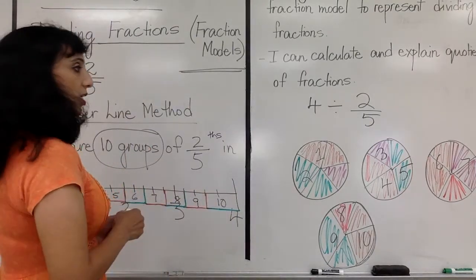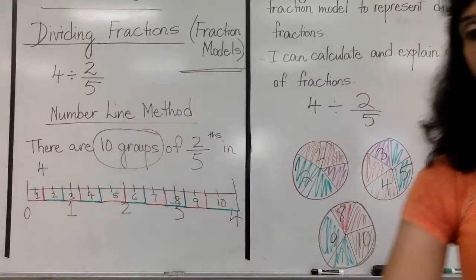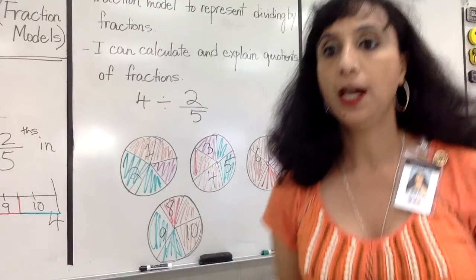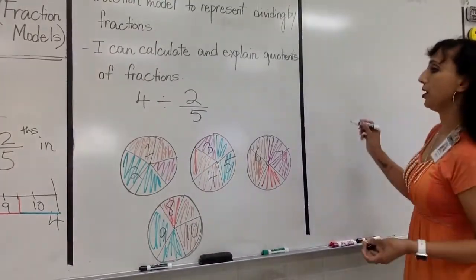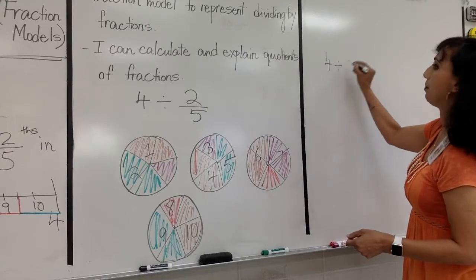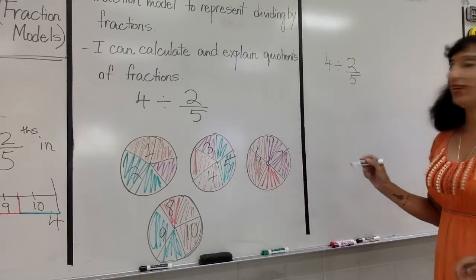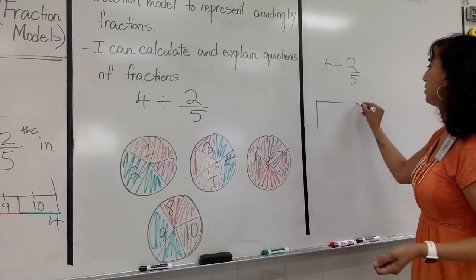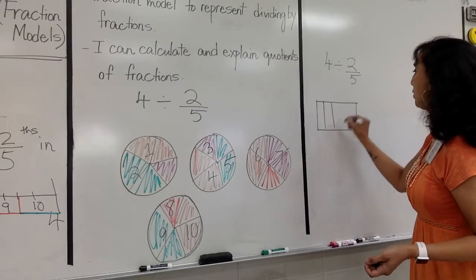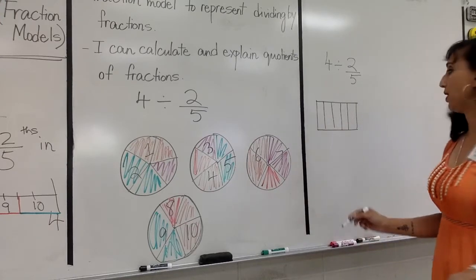You could have done it this way. Let me see if I can move the camera in this direction. All right. So you could have just done the same thing and you're doing 4 divided by 2/5. You could have easily written it in this format. Okay. So 1, 2, 3, 4, 5. So you can definitely do that.